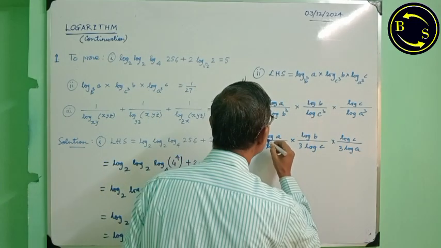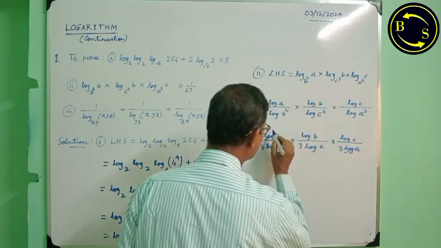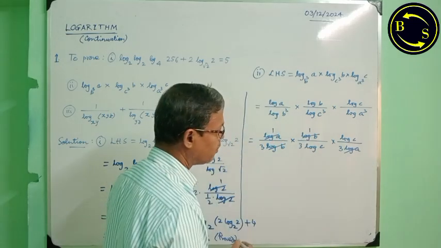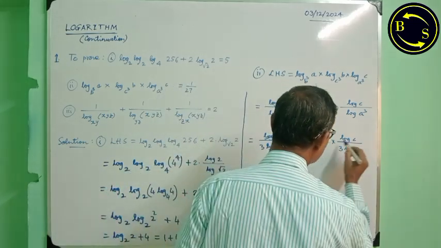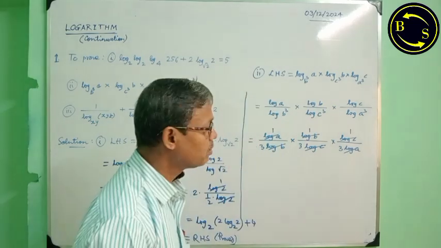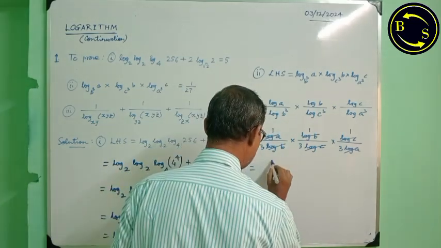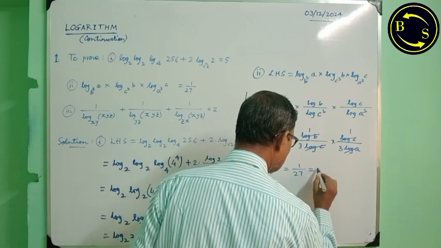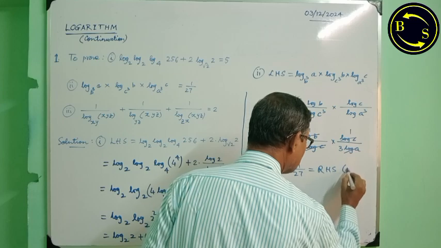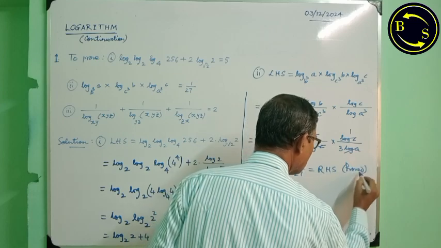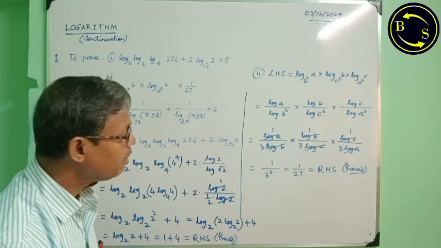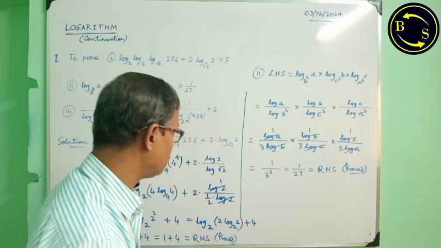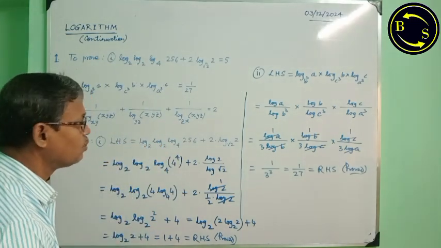Now we see log a cancelled from numerator and denominator, log b cancels from numerator and denominator, log c also cancelled. Therefore, we get 1 by 3 cube, that is 1 by 27, the RHS. In many cases, if you use the base changing formula, the sum will be easier. Now we have worked out two sums.